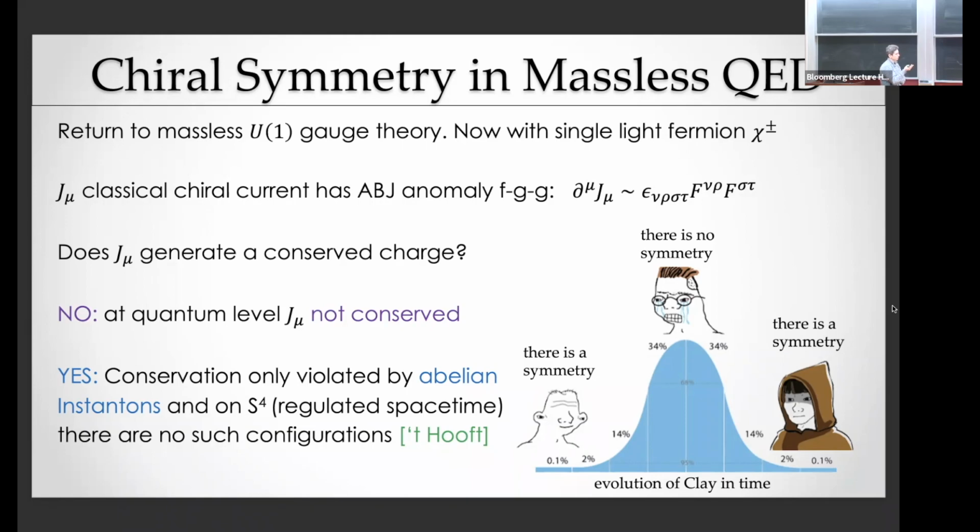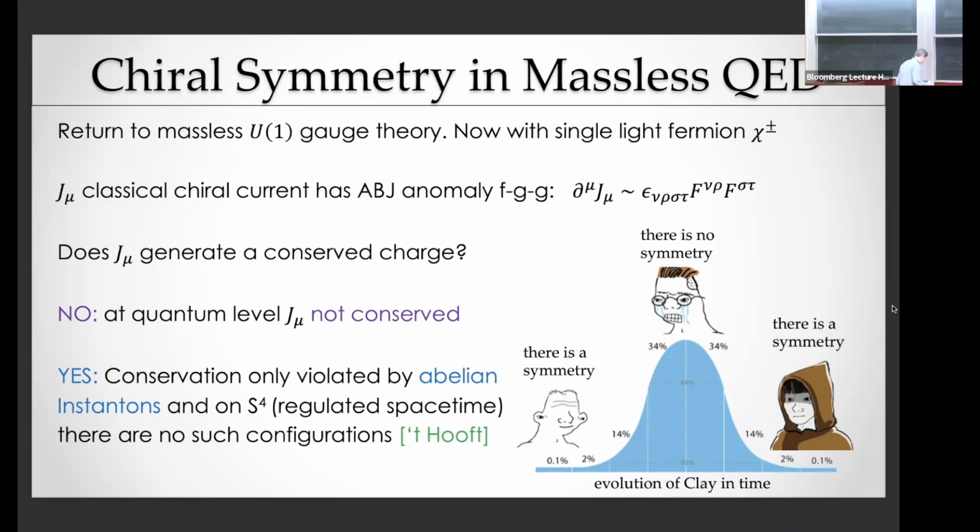Previously, we were talking about multi-flavor QED and what's the symmetry of multi-flavor QED. Let's go back to single-flavor QED. What's the symmetry of single-flavor QED? Okay, so there's the vector-like current, which is gauged. And then there's the classical chiral symmetry. I'll give that current the name J mu, and it has an ABJ type anomaly. That's the triangle with vertex flavor gauge, which leads to this equation. Divergence of J is epsilon FF.